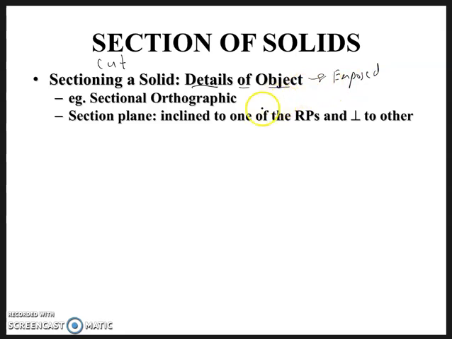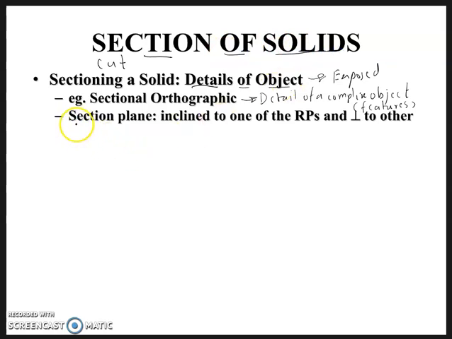So in industry, many times sectional orthography is used to give details of a complex object, or an object with complex features. Now the topic which we are studying is section of solids. So we are going to study it in a slightly different manner.